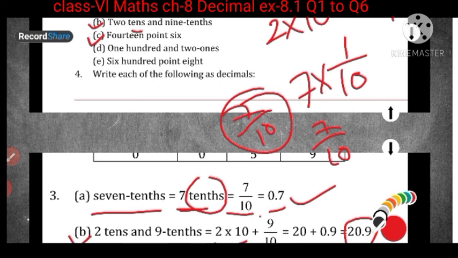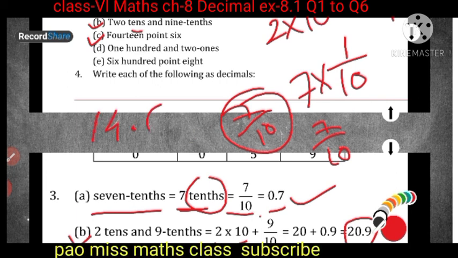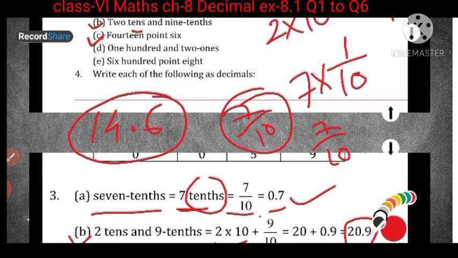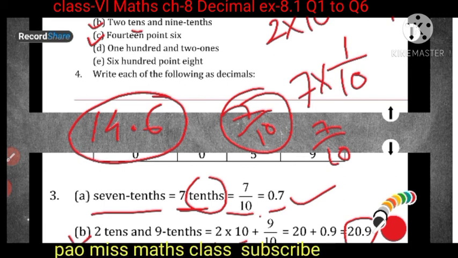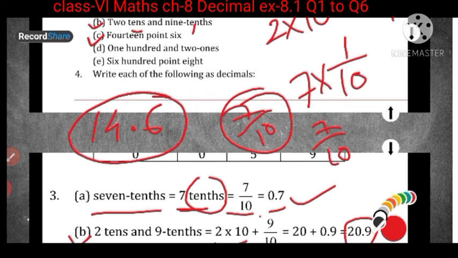Now you can see here question number C is given what? 14.6. Now this is very simple. Your answer will be directly 14.6. Okay, it is not written, point is directly mentioned here, tenth is not given, isn't it? Here it is said 14.6, so directly you can write 14.6. So answer for question number C will be 14.6.